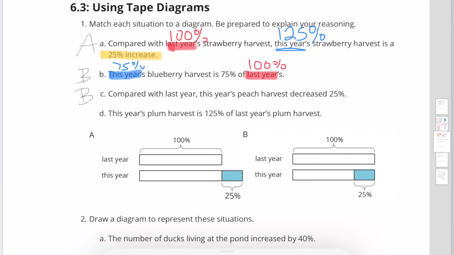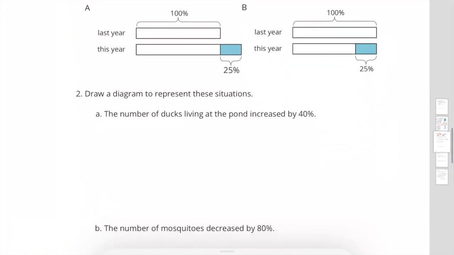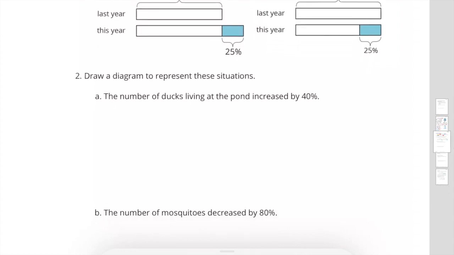And then on D, this year's plum harvest is 125% of last year's plum harvest. Okay, that one is A. Okay, it says on number 2, draw a diagram to represent these situations. So on A, the number of ducks living at a pond increased by 40%. So we know we have the original amount. We can just do last year and this year again.